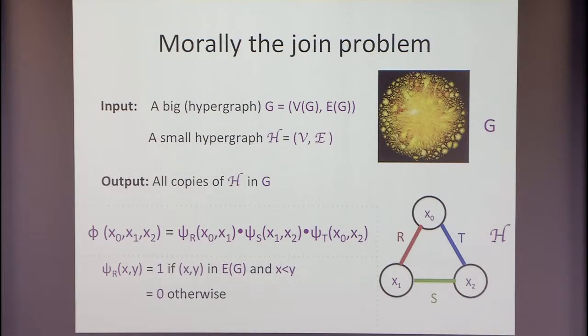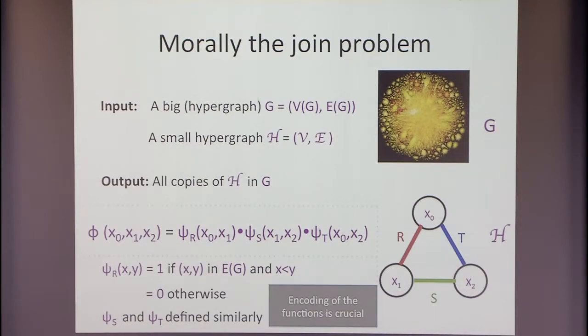So in the picture below, you used to have an assignment to each vertex, right? No, this is just a variable. Just a variable, yeah. And similarly, you define it for psi S and psi T. So what this says is phi of x0, x1, and x2 is 1 if and only if x0, x1 is in R, x1, x2 is in S, and x0, x2 is in T. So phi of x0, x1, x2 is 1 if and only if it forms a triangle in the graph. So it's encoding the set of triangles. There is a question of how you encode the functions, and I'll come back to that in a bit, and that turns out to be a bit crucial.